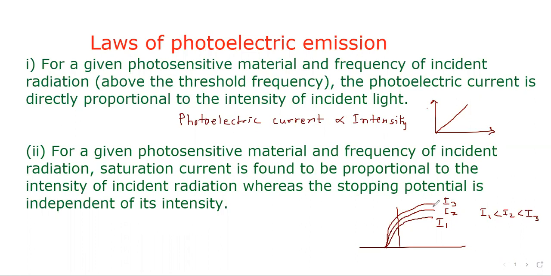Here, three intensities are shown and this axis represents photoelectric current, which is higher for higher intensity, but the energy possessed by photoelectrons is the same, because the stopping potential for all three types of radiations having different intensities is the same.